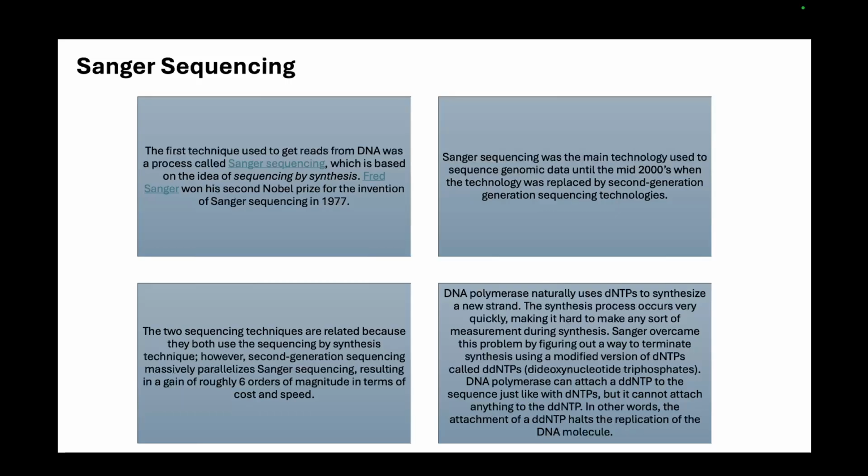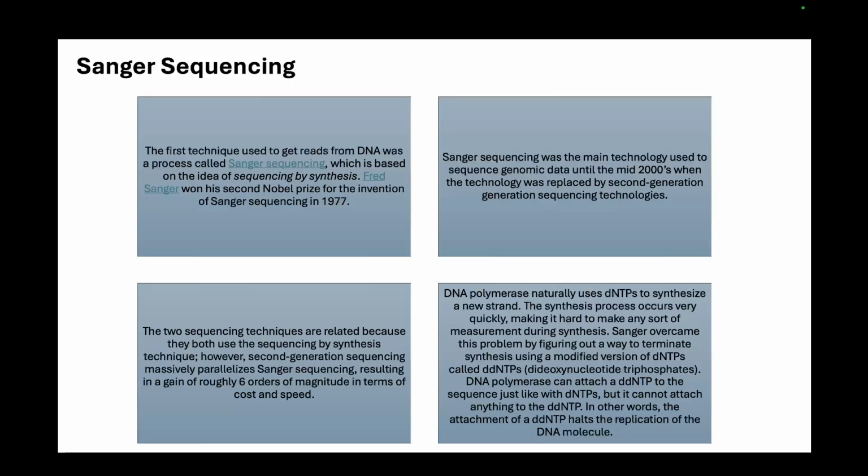And this DNA polymerase can attach a ddNTP to a sequence just like with normal dNTPs, but cannot attach anything to the ddNTP. So what happens is the DNA polymerase is synthesizing a strand based on a template, and it keeps on adding dNTPs one after another depending on the complementarity of the strand. But the moment one ddNTP is added, it cannot attach another dNTP after that.